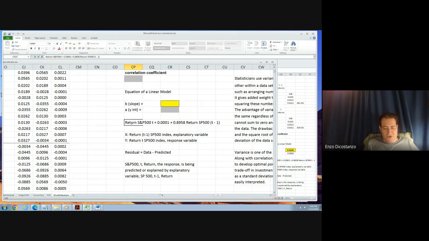So your return today, based on yesterday's return, should conform to this equation with this slope and this y-intercept. And again, how well you are. And it sounds simple. Oh, the equation of a straight line.